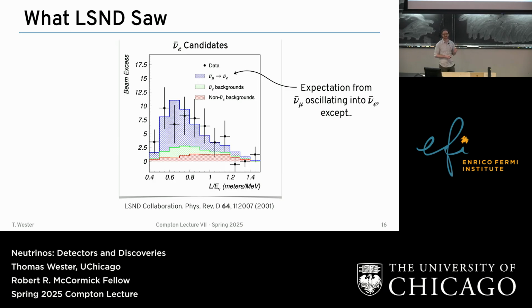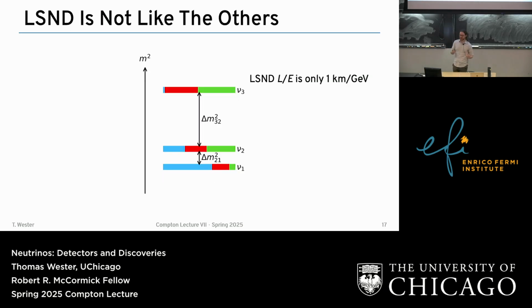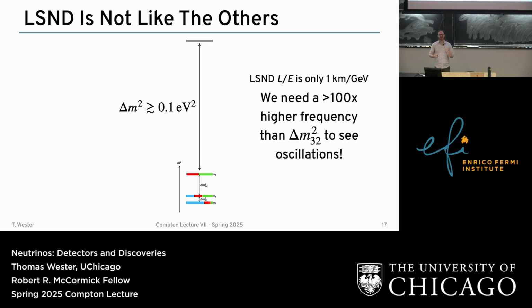There's only one problem with this, which is if we go back to our picture of neutrino mass and how those masses relate to the different frequencies. On the previous page, I showed you that LSND had an L over E of about 1 kilometer per GeV. And previously, we had talked about the T2K experiment, which was seeing oscillations at a scale of about 500 kilometers per GeV. So really, what we're saying is if we treat LSND as an oscillation effect, we have a picture like this, where now there's not just two frequencies, but maybe a third frequency.